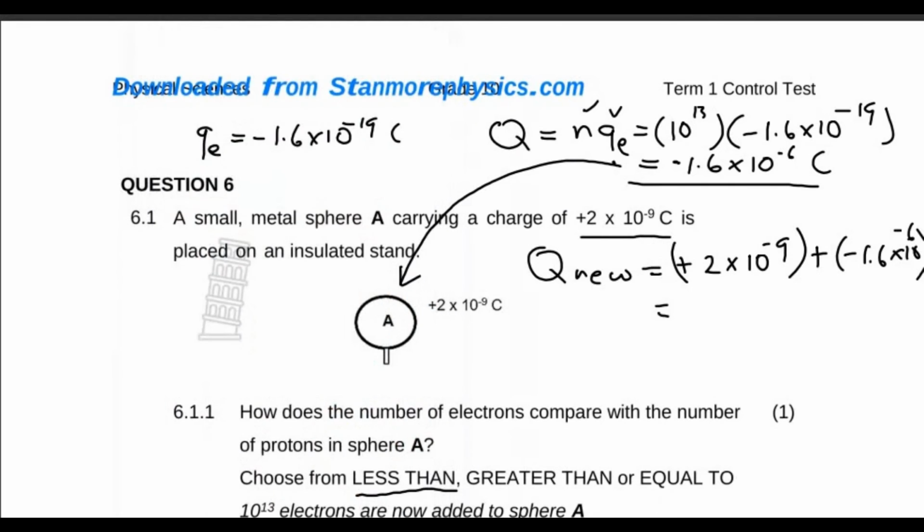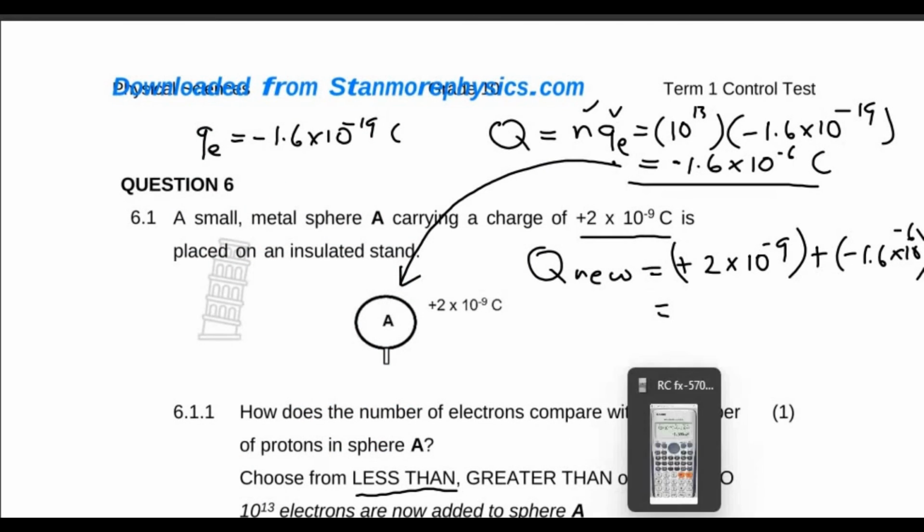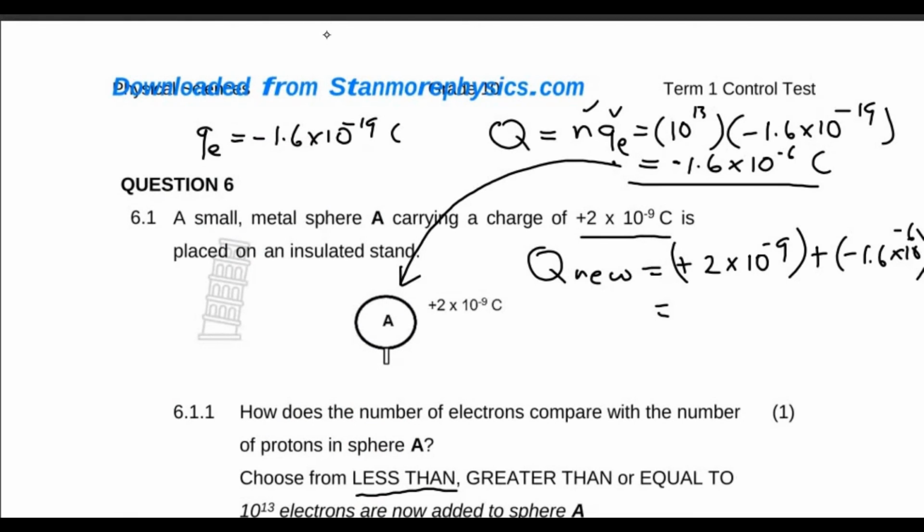And that value is minus 1.598 multiplied by 10 raised to the power of minus 6. But our question told us that we need to write this to two decimal places. Well, if it's 1.59, it's going to be 1.60. So this is actually minus 1.60 multiplied by 10 raised to the power of minus 6. So that will be the new charge on this sphere.